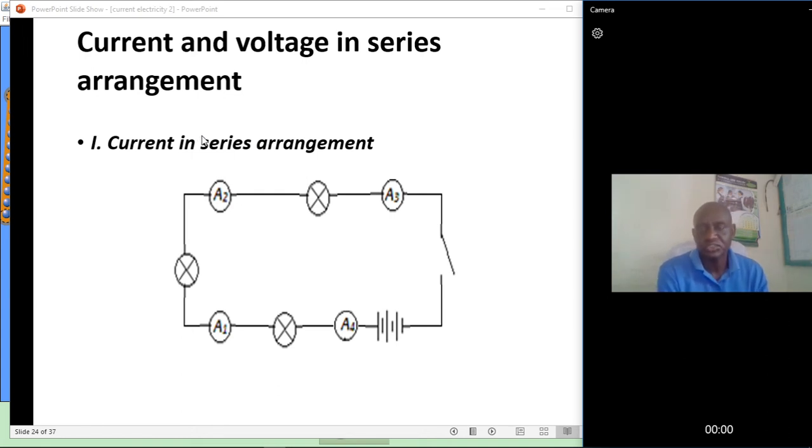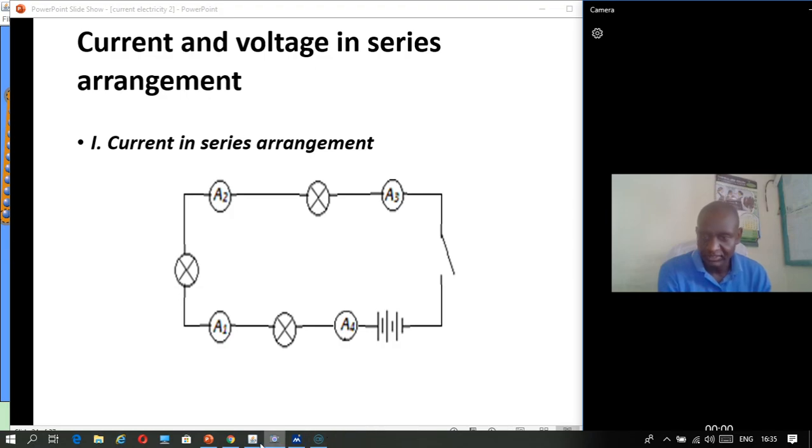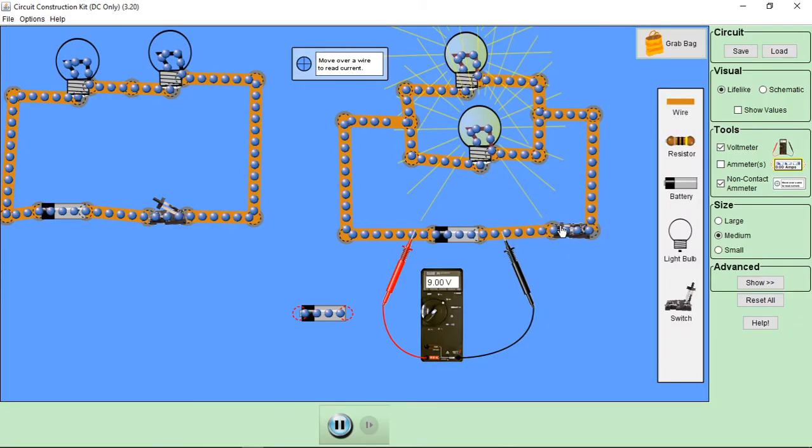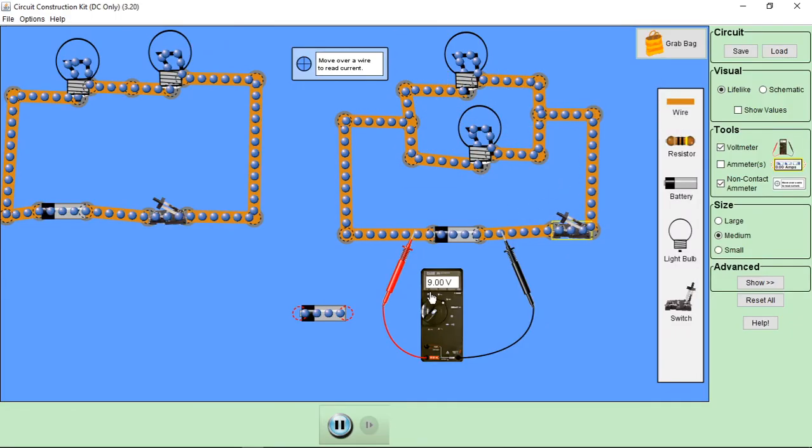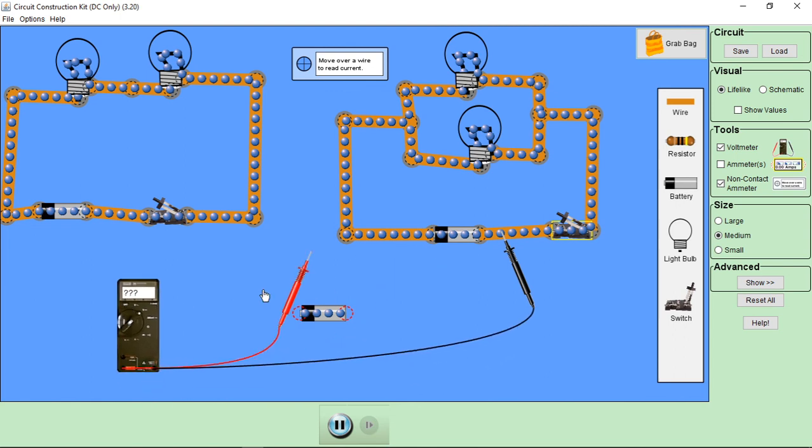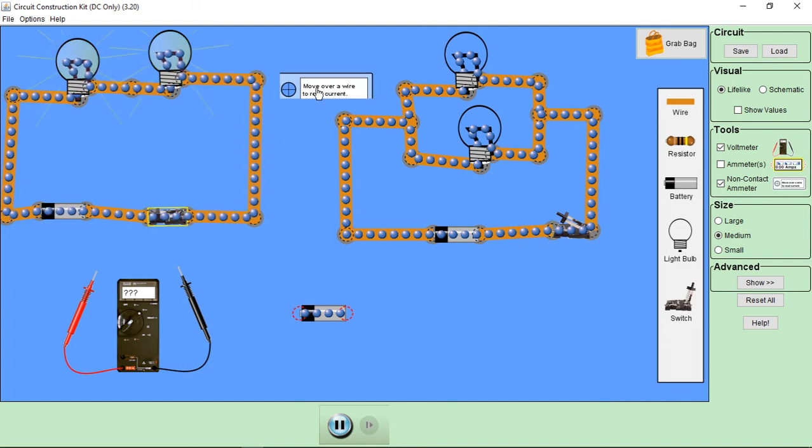Current and voltage in series. So let's go to the series setup. We want also to see the current in series. The setup is here. So we close this one. Current here 0.45. Current here 0.45. Current here 0.45. Current here 0.45. So current is the same.